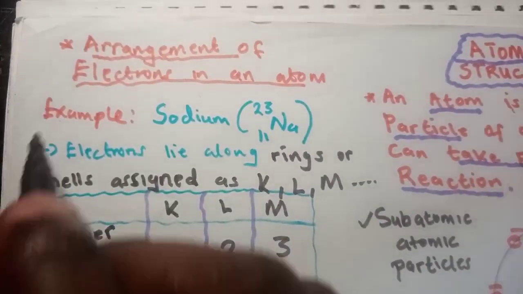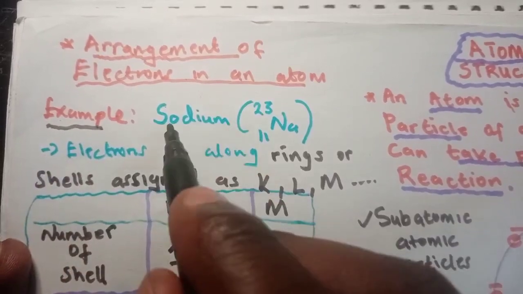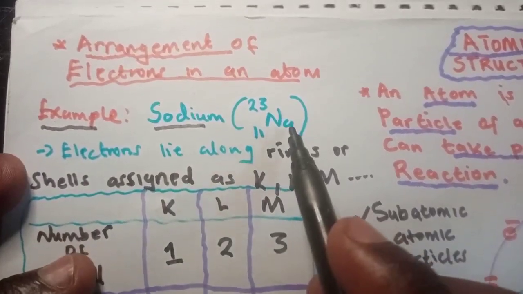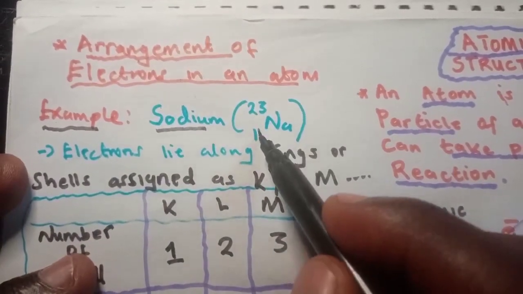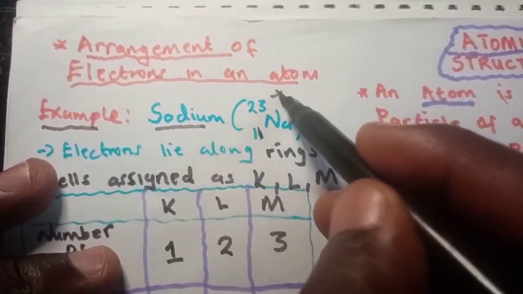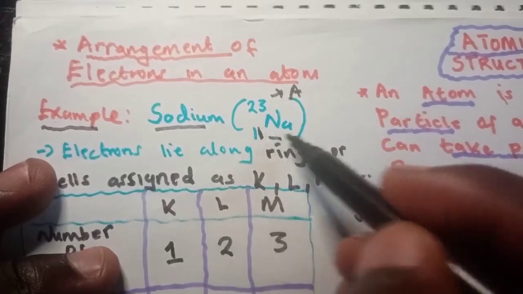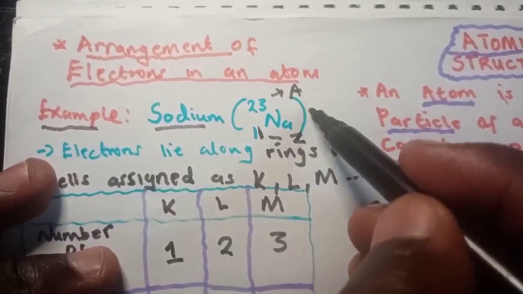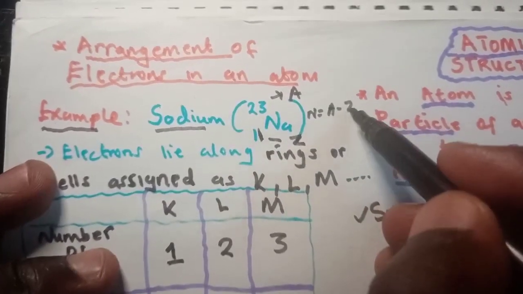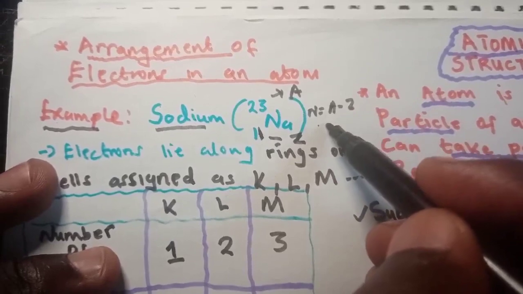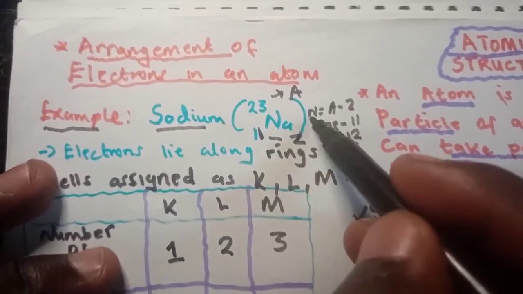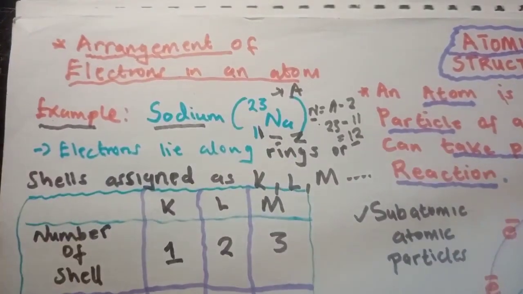If you look at this, you have this element called sodium. In the periodic table, you find that sodium is written as Na, and it has 11 down and 23 on top. From what we are explaining, 23 is the mass number, which is A, and 11 is the proton number, which is Z. To get the number of neutrons, you simply subtract A minus Z. Your A is 23, your Z is 11, and you get 12 as the number of neutrons.